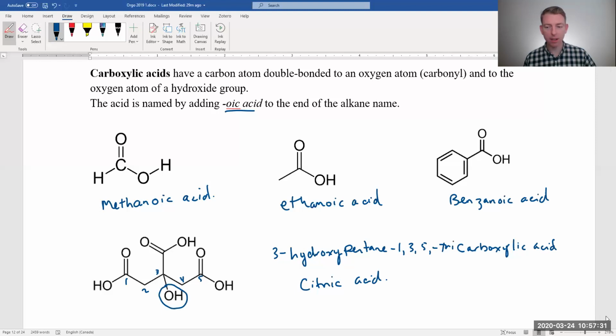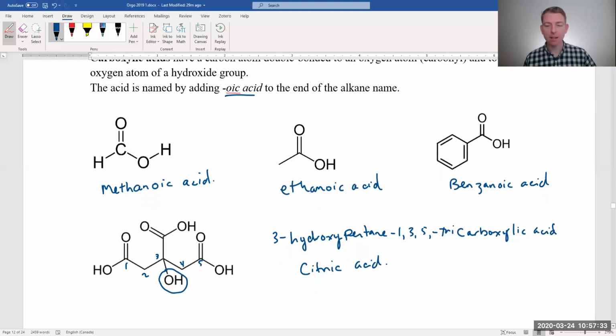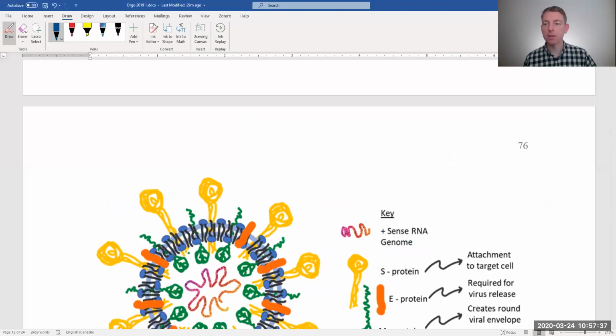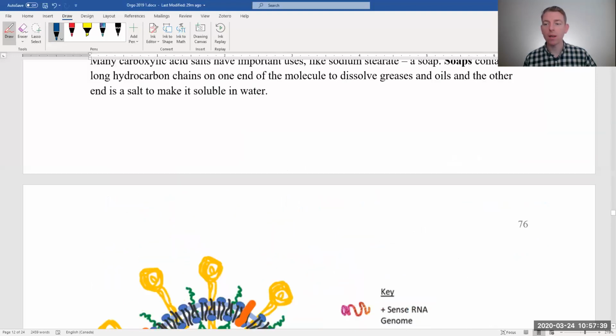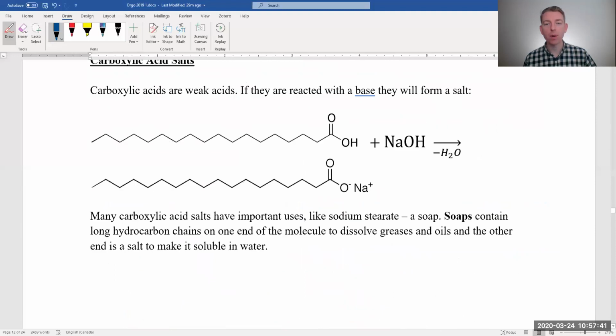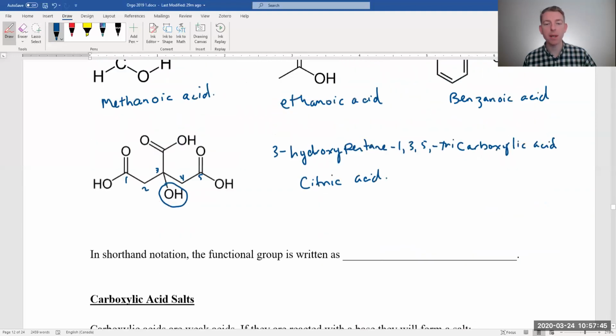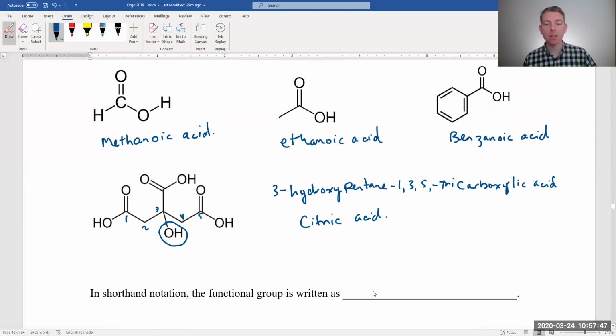Okay, so that's where we're going to leave it off. In the next video, we're going to visit what happens when we react, say, this carboxylic acid with a weak base or with any kind of base, and turn it into, say, soap. Okay. Last thing, I guess, you'll just also see this written as COOH, just as a shorthand. But that's where we'll leave it off.